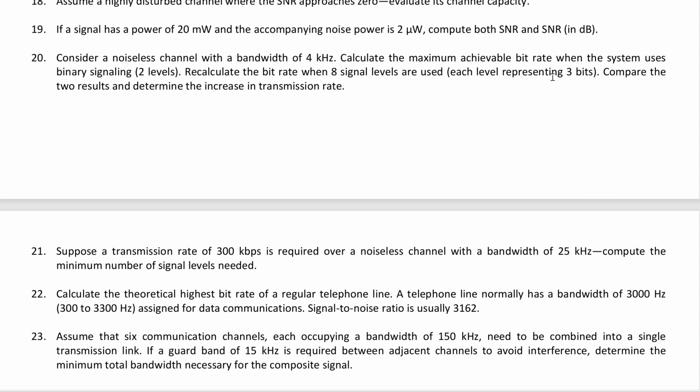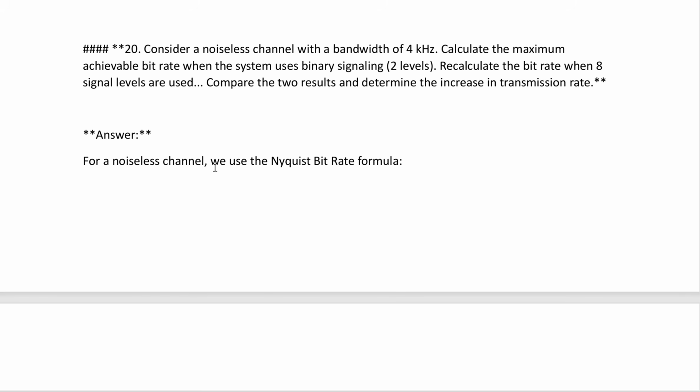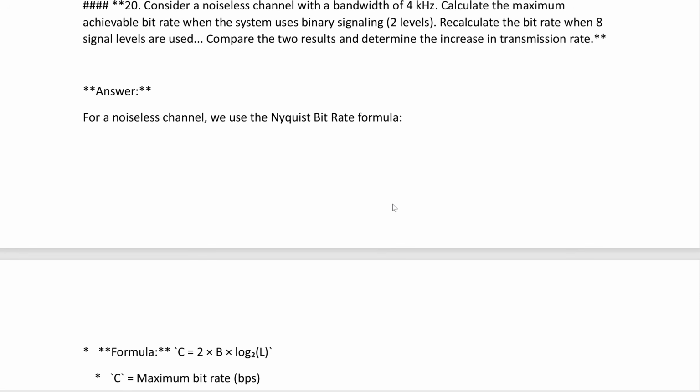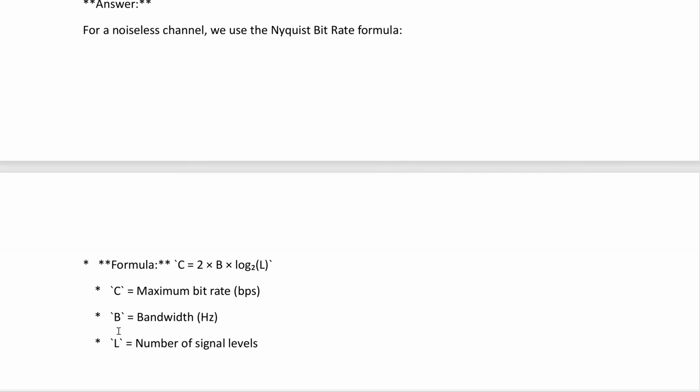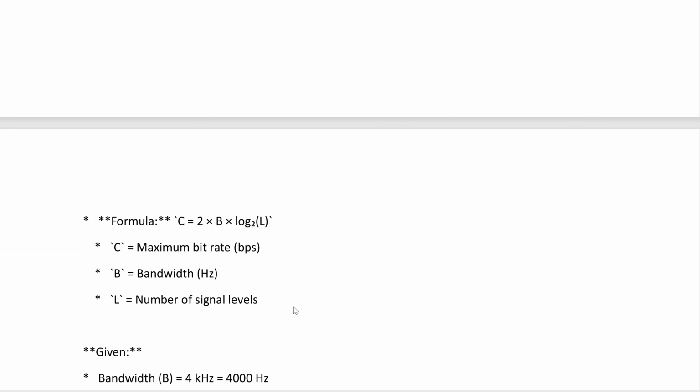number of required bits is 2 raised to power 3. That is 3 bits are needed, right? Compare the two results and determine the increase in transmission rate, right? So for a noiseless channel where there is no noise, we use the Nyquist bitrate formula. That is capacity C equal to 2 into bandwidth into log 2 L. L is the number of levels, right? So C is the maximum bitrate in bits per second, bps. B represents the bandwidth in hertz, and L is the number of signal levels.